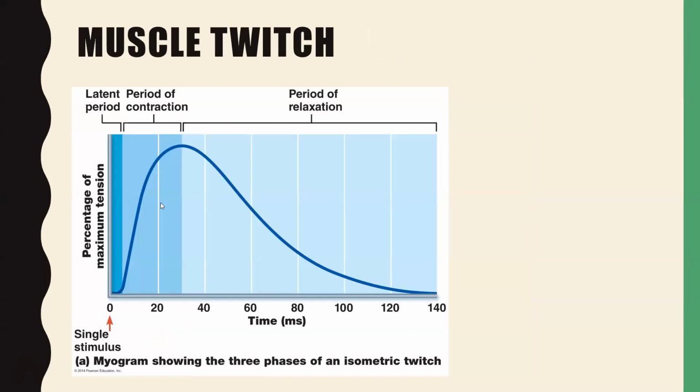Okay. Now a muscle twitch. This is one contraction after a stimulus. So we just stimulate it once. Here's my single stimulus. And then we get this period called the latent period. So make sure you write down these 3 periods with muscle twitch. The latent period is the first one. And what's going on in a latent period is there's no contraction. So there's no force production.